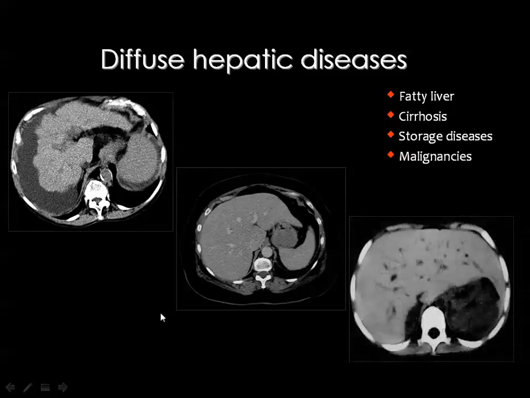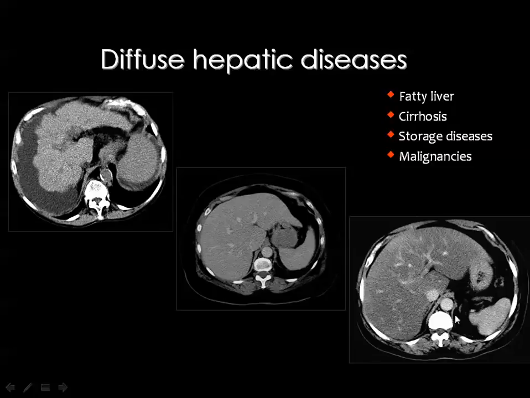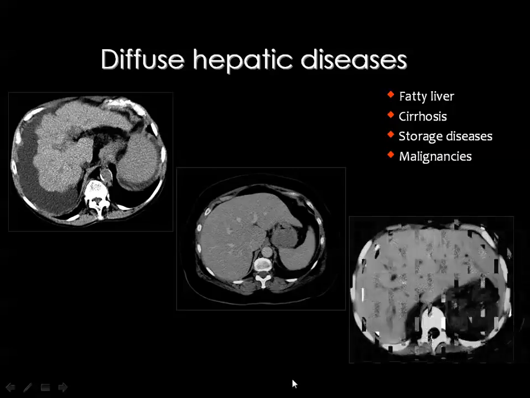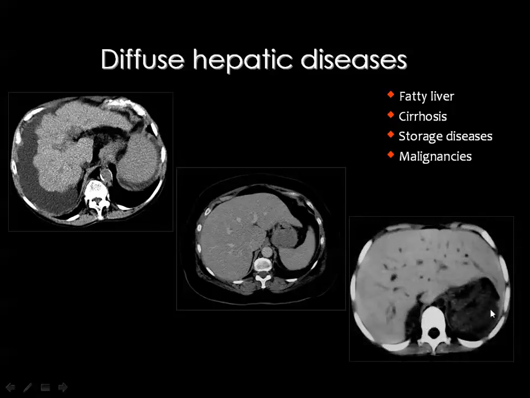Then if you see that the liver is very dense compared to the spleen, especially if the patient is not injected with contrast media, this is what we call the storage diseases: hemochromatosis, hemosiderosis, and so on. Then the liver which is hypodense compared to the spleen, and the patient is injected with contrast media, this is fatty liver.